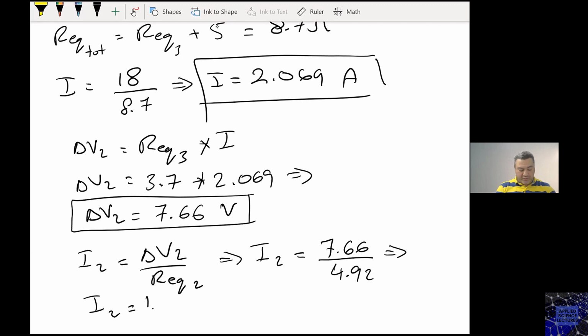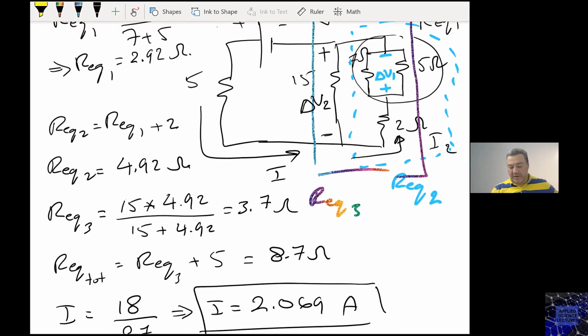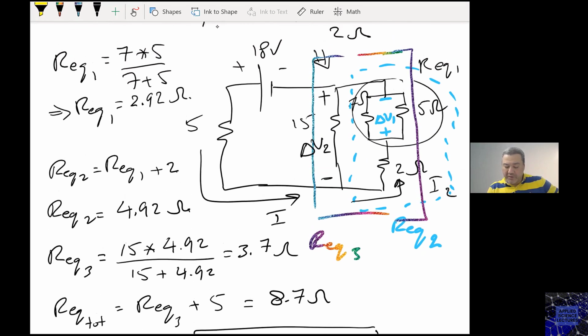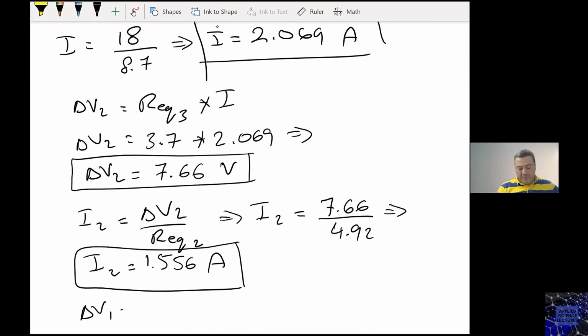I2 is 1.556 ampere. Now, if I multiply this current I2 with R equivalent 1, I get delta V1. So delta V1 is this current I2 times R equivalent 1.